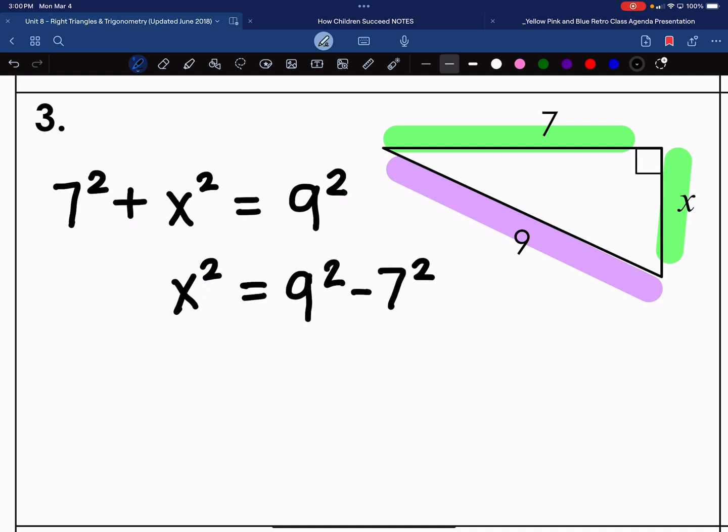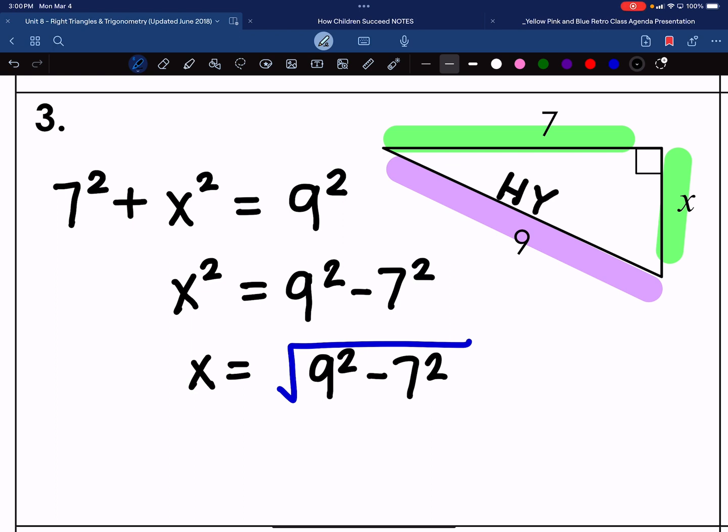And then if I want x by itself, we said to undo square, you need what? Square root. So we're going to take the square root of both sides. X is going to give us the square root of 9 squared minus 7 squared. So when you have the hypotenuse, this time you need to subtract. It's important which order you put it in, because if you do 7 squared minus 9 squared, you're going to get an error. So always do the big number first. Your hypotenuse is always the largest number. So you're going to do the square root of 9 squared minus 7 squared, and then press enter.